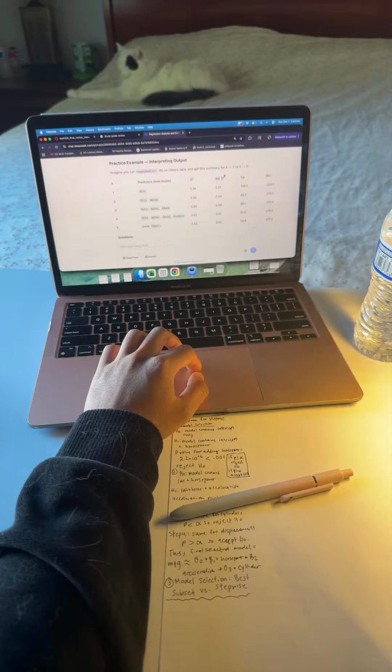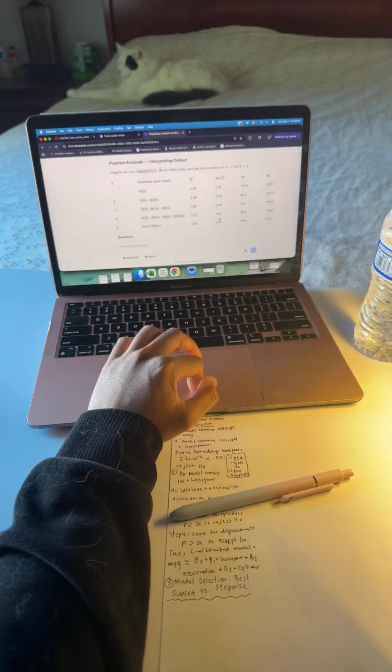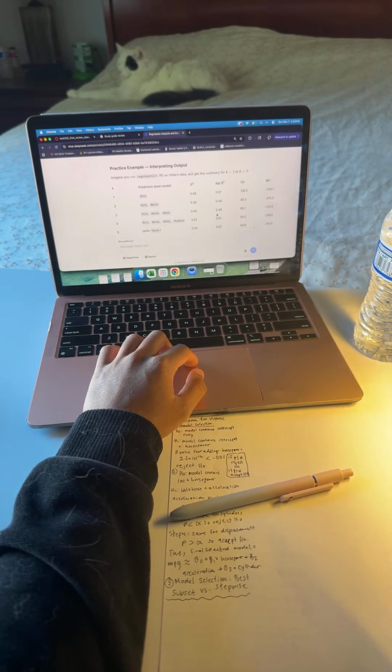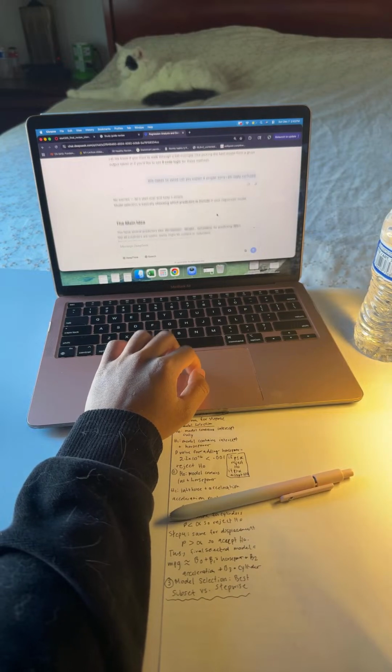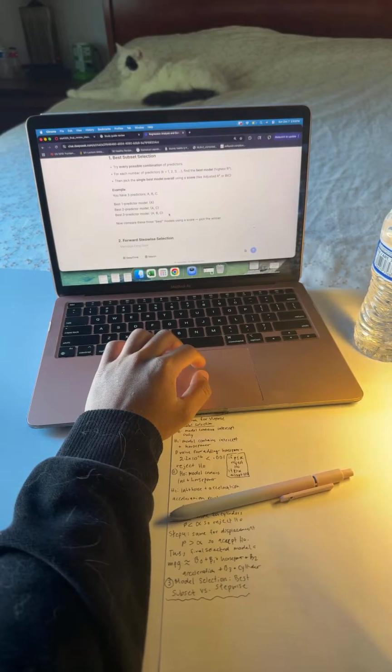Oh, is it the adjusted R squared? It's still highest over here. Wait, hold on. No. Okay, so for example, you have two predictors, A, B, and C.